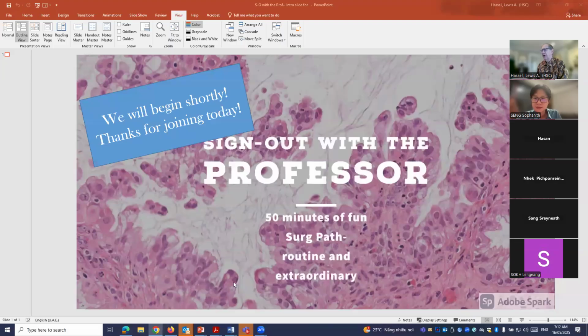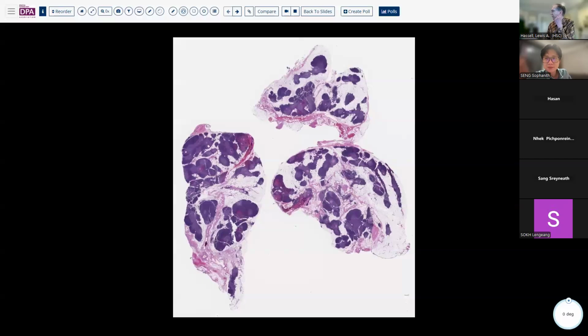I think I'll stop the share here to share a different screen. I know this is not the most common area for surgical pathology, but it's certainly one that can be very confusing and challenging to us.